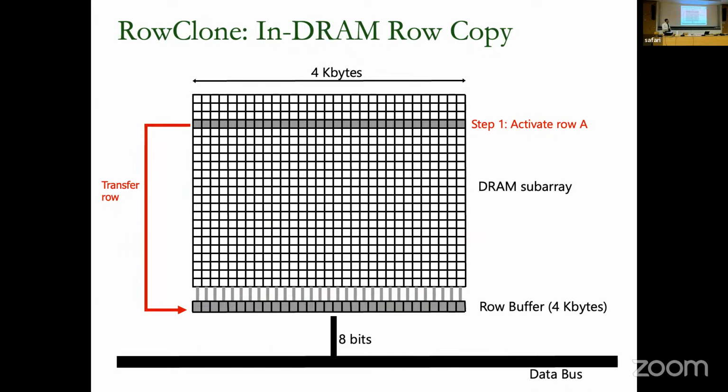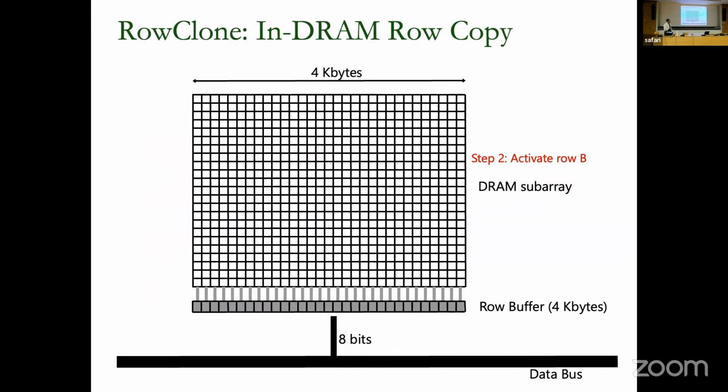Next, we are going to access the destination row. Before, instead of sending a precharge and then sending an activate to the destination row, I'm not going to send a precharge at all. I'm just going to send the activate to the destination row. Since the data from the first activate is latched in this row buffer, what is actually going to happen is that the data latched here is going to be copied back into the destination row, this row B here in DRAM. So basically what we achieved was an in-DRAM row copy without the intervention of the CPU at all.